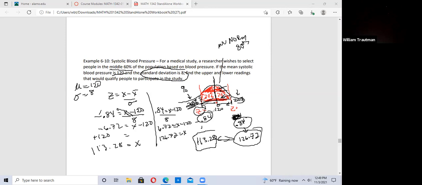So these are my two blood pressures. It says, where is your blood pressure in the middle 60%? Between 113 and 126. Those are the middle 60%. So you had to find the z-value for each one. We found the z-values using the inverse norm, but then you had to change them to the actual numbers, the blood pressure reading numbers.